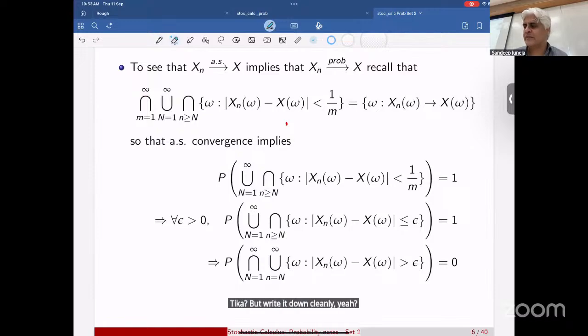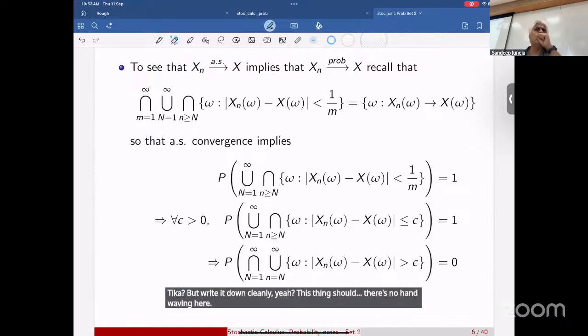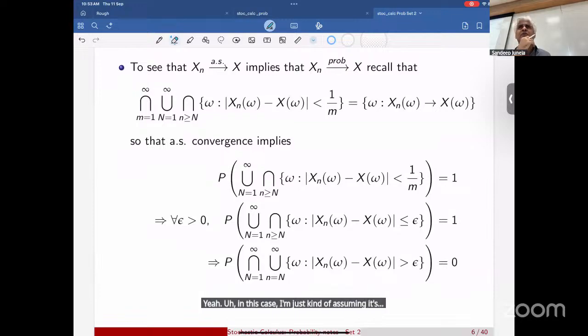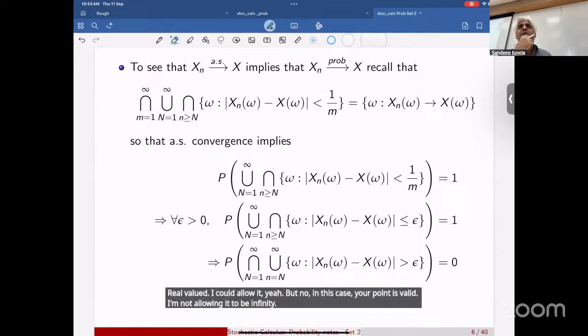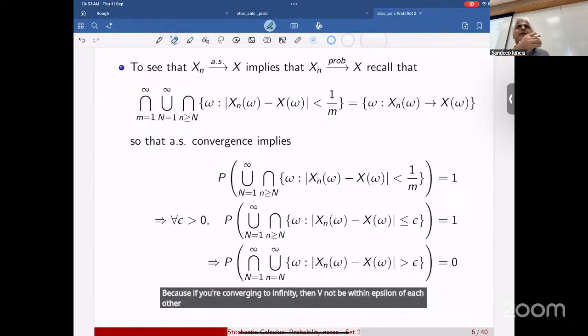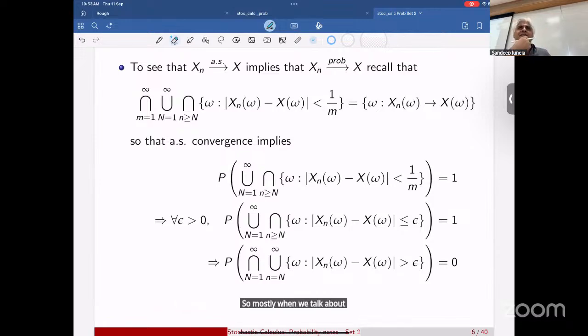But write it down cleanly. There's no hand waving here. So we say that for omega, we are allowing the convergence to be... In this case, I'm just assuming it's real valued. I could allow it, yeah. But in this case, your point is valid. I'm not allowing it to be infinity, because if you're converging to infinity, then they will not be within epsilon of each other. So mostly when we talk about convergence, it's about real valued random variables, convergence to a real valued random variable.